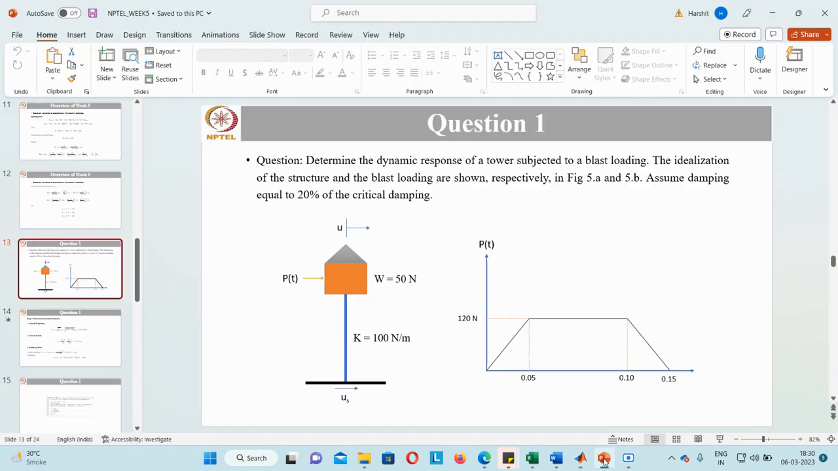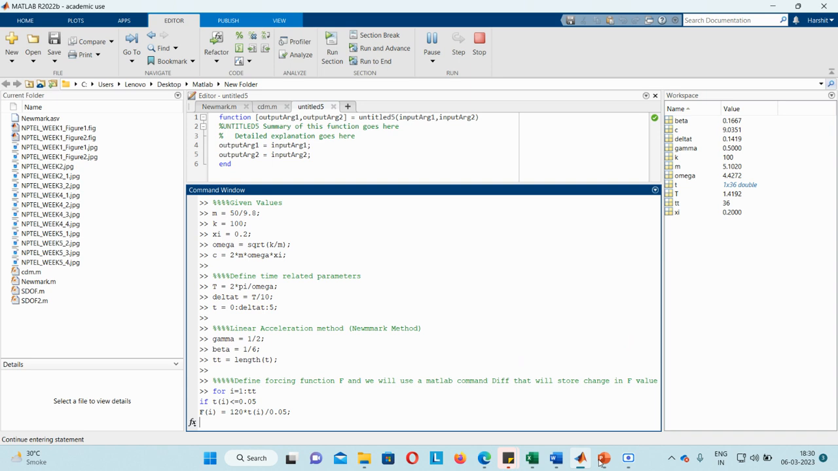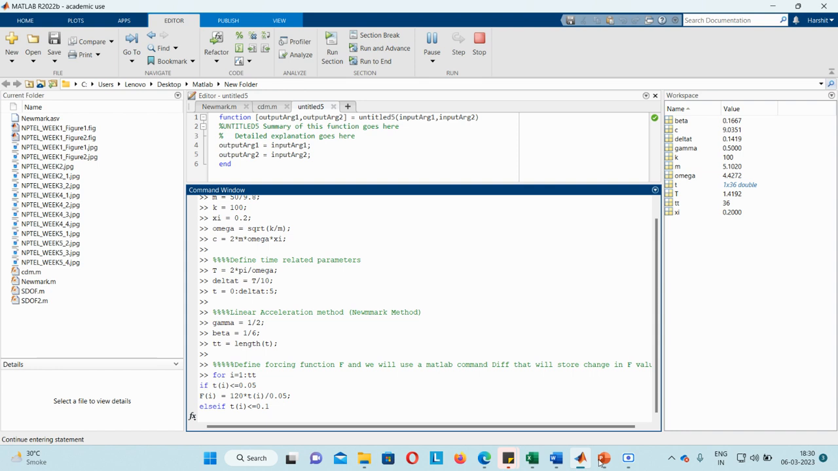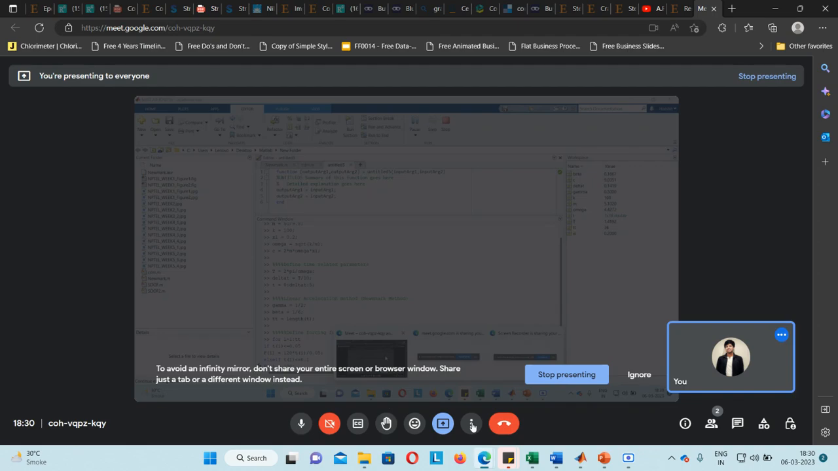Now when the time is less than or equal to 0.1 second, what will be the forcing value? Else if t of i is less than or equal to 0.1, the forcing function will be equal to 120 newton. So it is a constant value in this range.